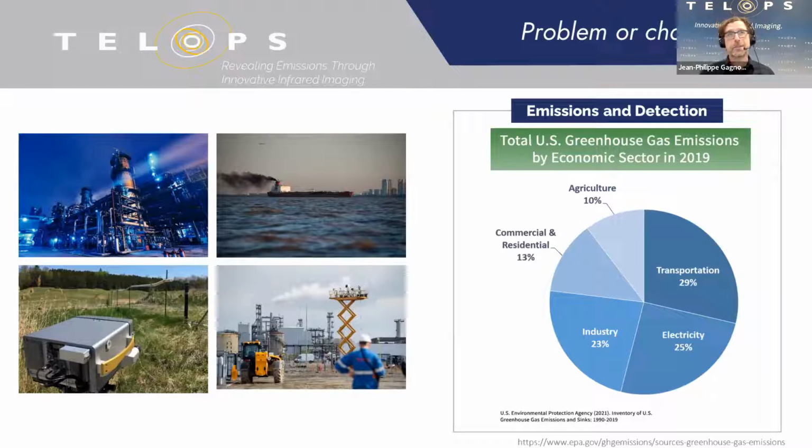Electricity production generates the second largest share of greenhouse gas emissions. That is 25% of 2019 greenhouse gas emissions. Approximately 62% of our electricity comes from burning the fossil fuels, mostly coal and natural gas.